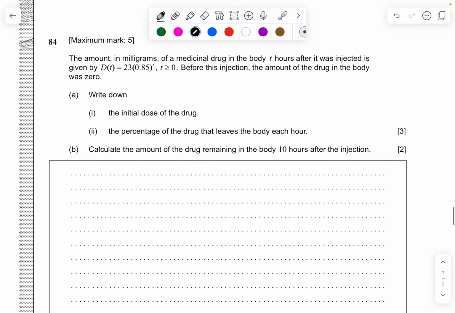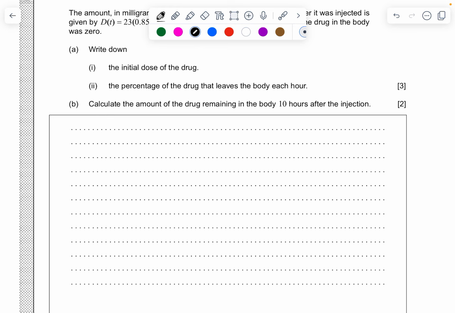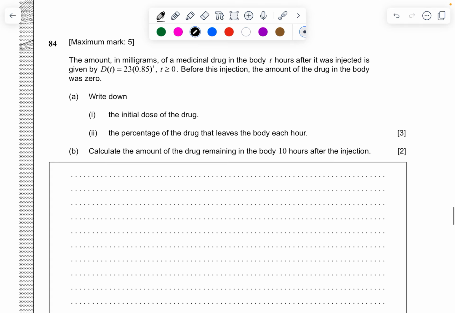Now coming to question number 84. The amount in milligrams of medicinal drug in the body t hours after it was injected is given by this one. Before this injection, the amount of the drug in the body is 0. Find the initial dose. We have to find the initial dose for this. So for finding the initial dose, what am I going to do? t equals 0. D of t equals 23 times 0.85 to the power of 0. So that's going to be 23 milligrams.